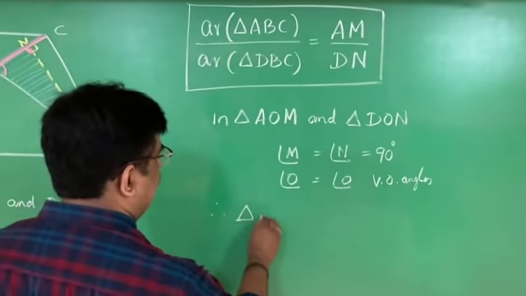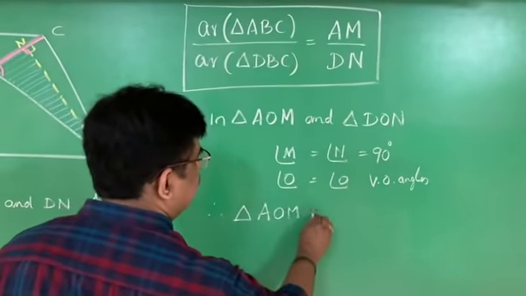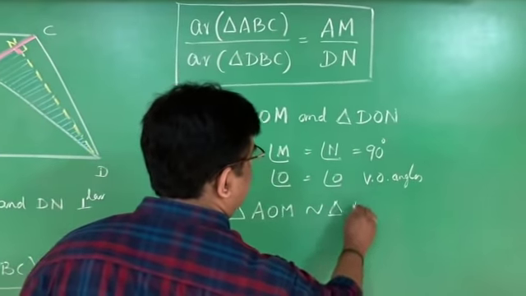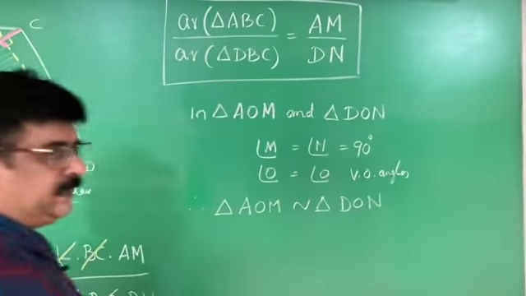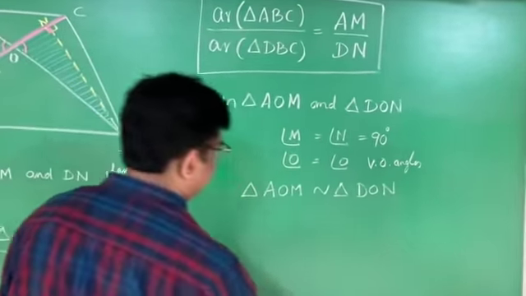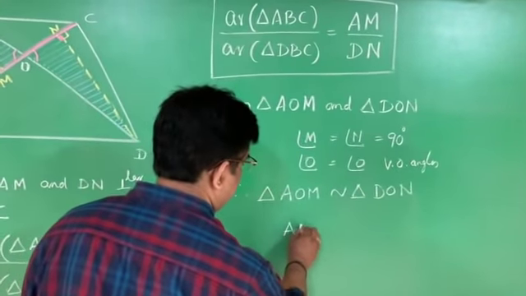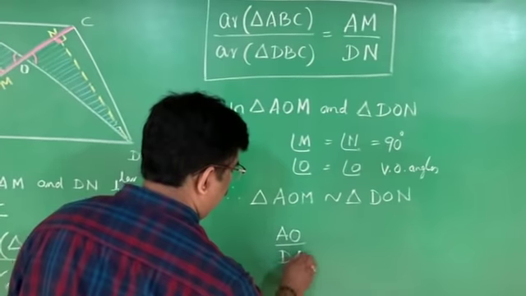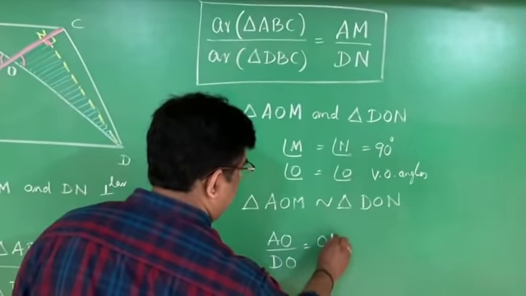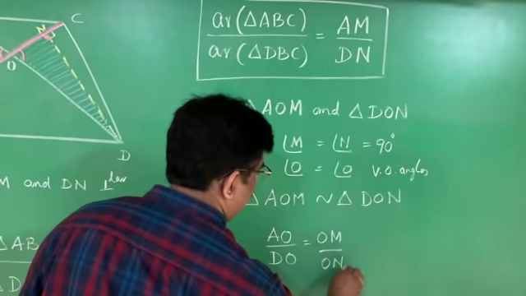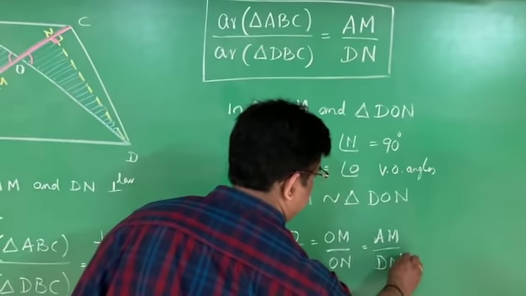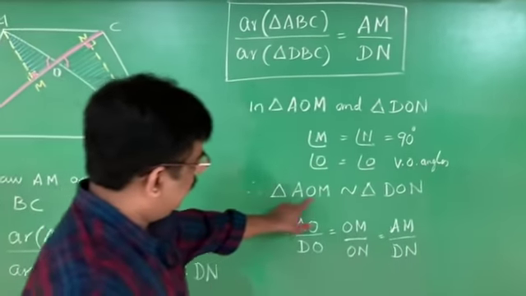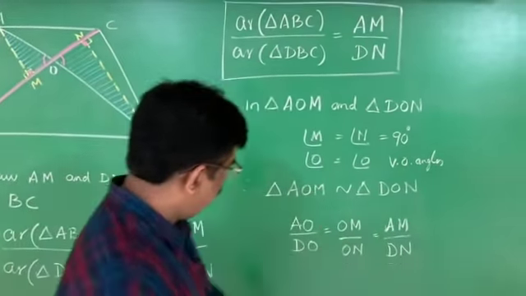Therefore, triangle AOM is similar to triangle DON. When two triangles are similar, their corresponding sides are in the same ratio. The corresponding sides are AO by DO is equal to OM by ON, which is equal to AM by DN. See? AO by DO, OM by ON, AM by DN.